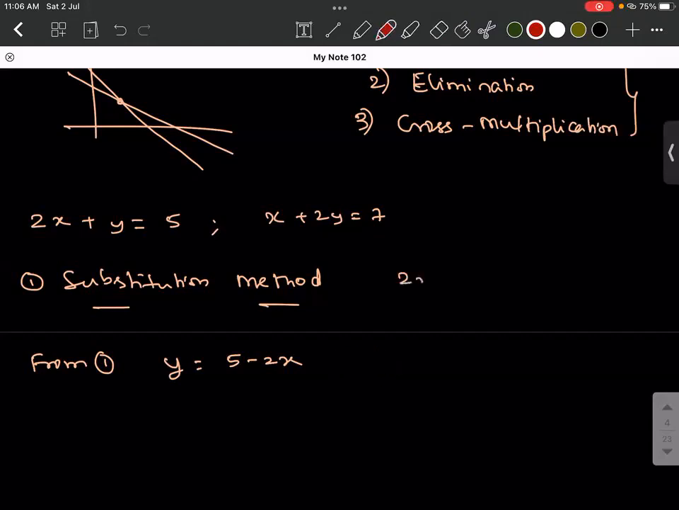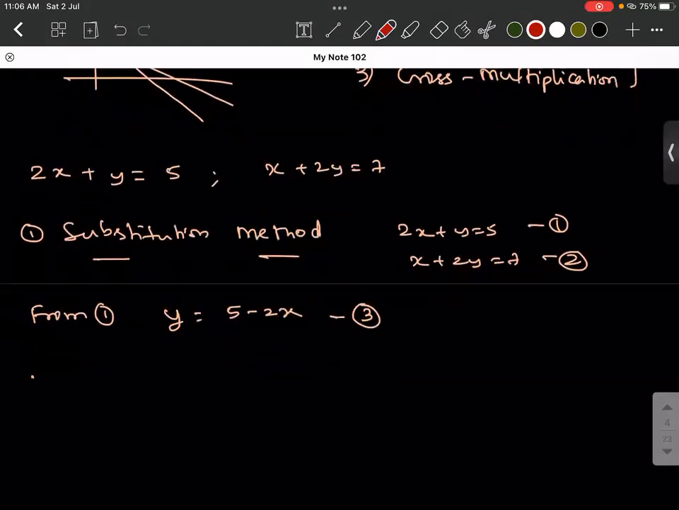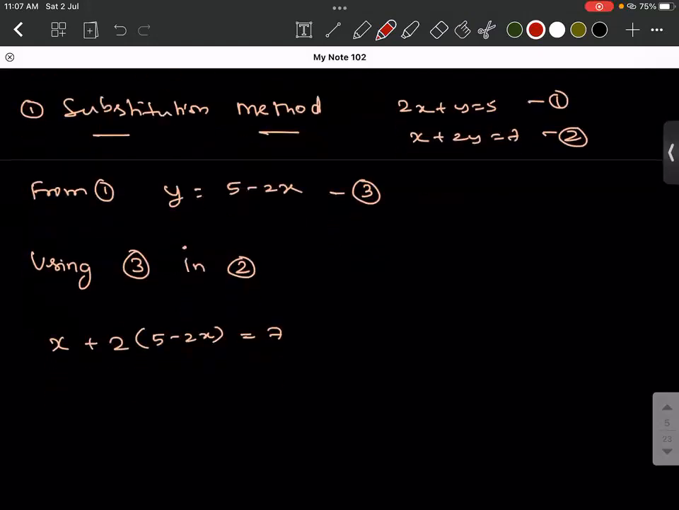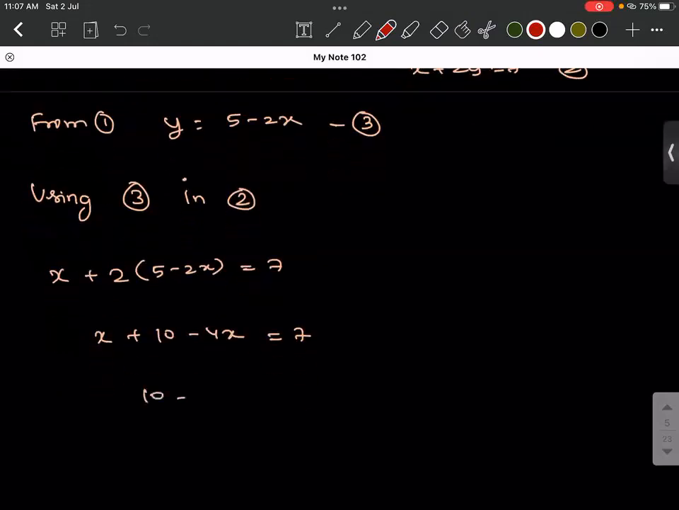Or you'll write it like this. 2x plus y is equal to 5 is equation number 1. x plus 2y is equal to 7, equation number 2. So let me call this 3. Now what I can say is, using 3, what do we get? x plus 2 into (5 minus 2x) is equal to 7. So x plus 10 minus 4x is 7. So 10 minus 7 is equal to 3x, which implies x is equal to 1.